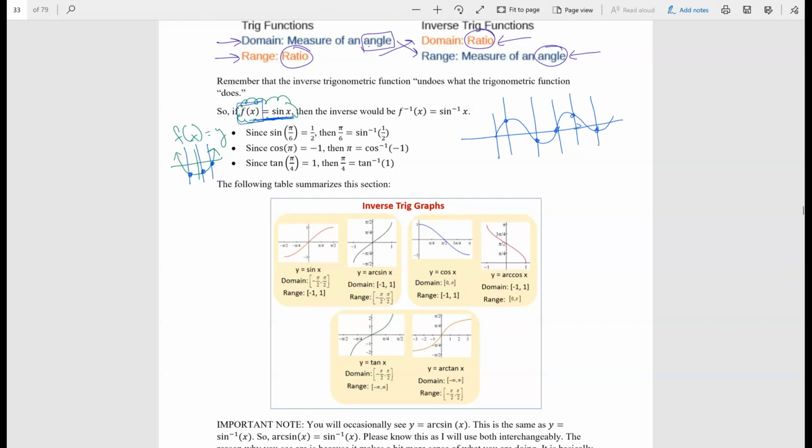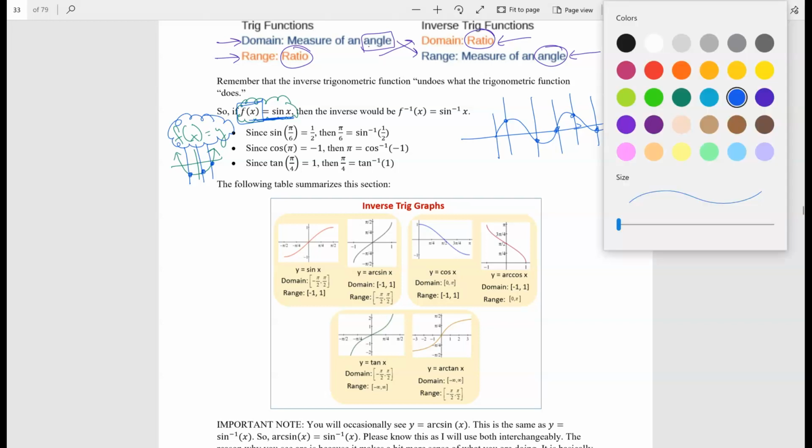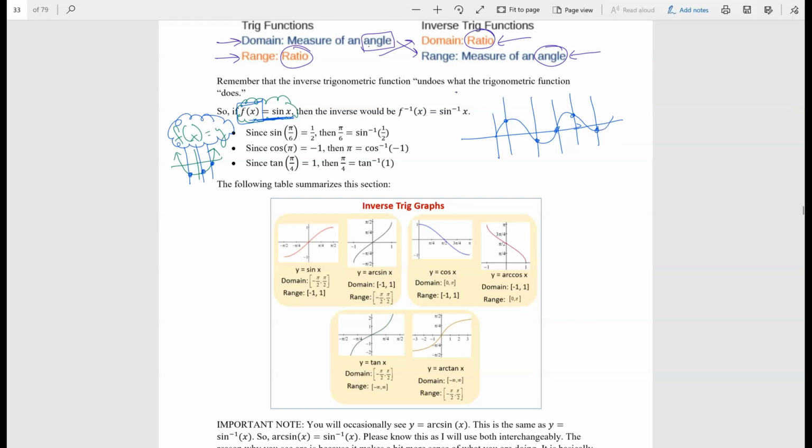Why are we writing f of x instead of y? f of x is just another way to write y. So if I know that this is the function, then the way that we write the inverse of a function is this way: f inverse of x equals sine inverse of x.